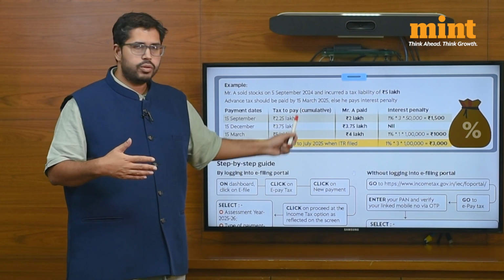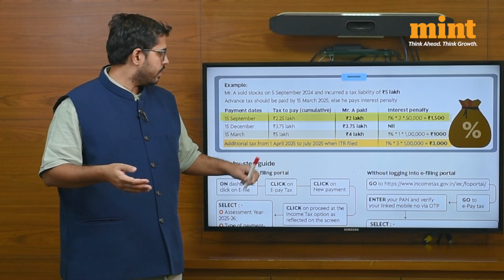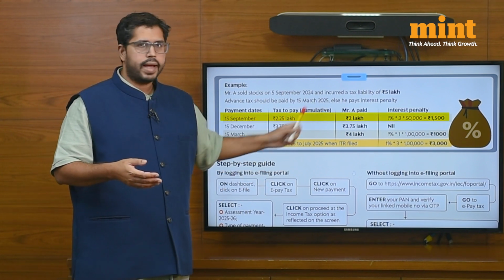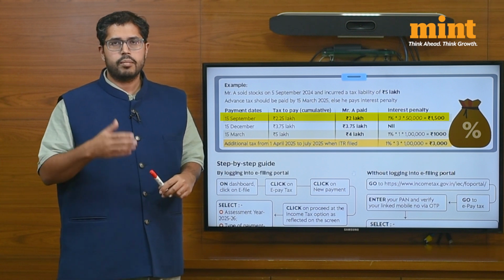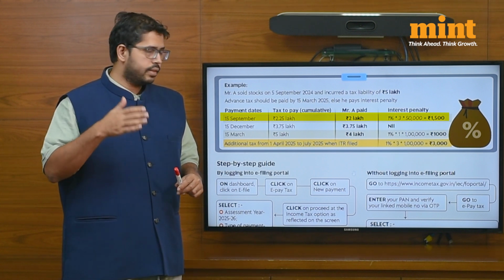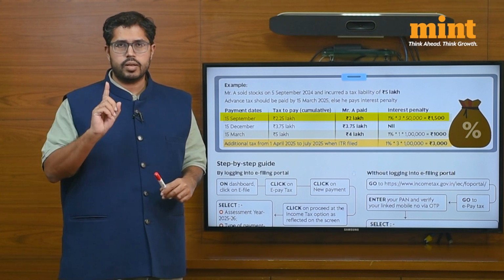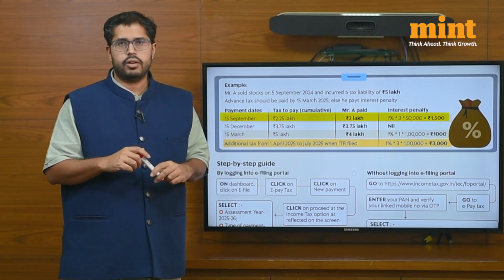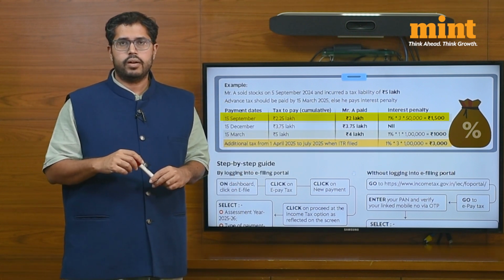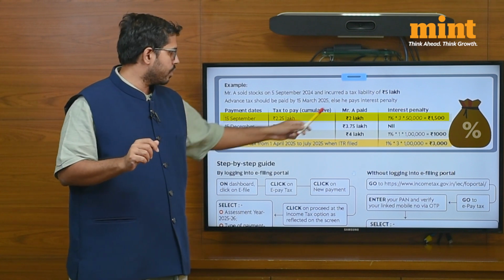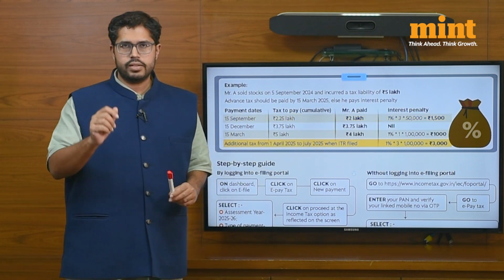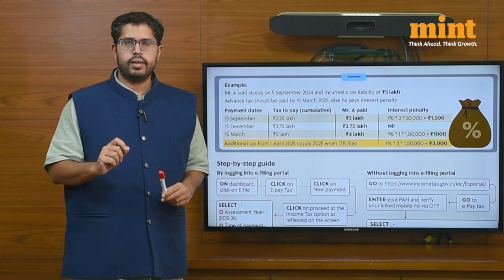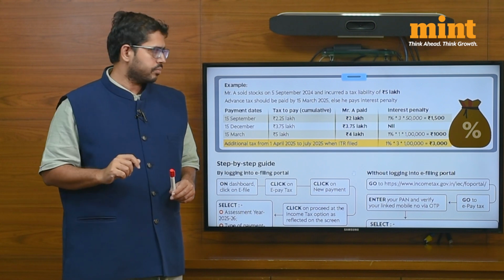Now, what happens if you have a shortfall? So let's say that you only paid 2 lakhs instead of the 2.25 lakhs by 15 September. In this case, you have to pay interest of 1% on that difference. There's a slight error here. So the 1% will apply on 25,000 and not on 50,000. But essentially that 25,000 is the amount that you have missed.